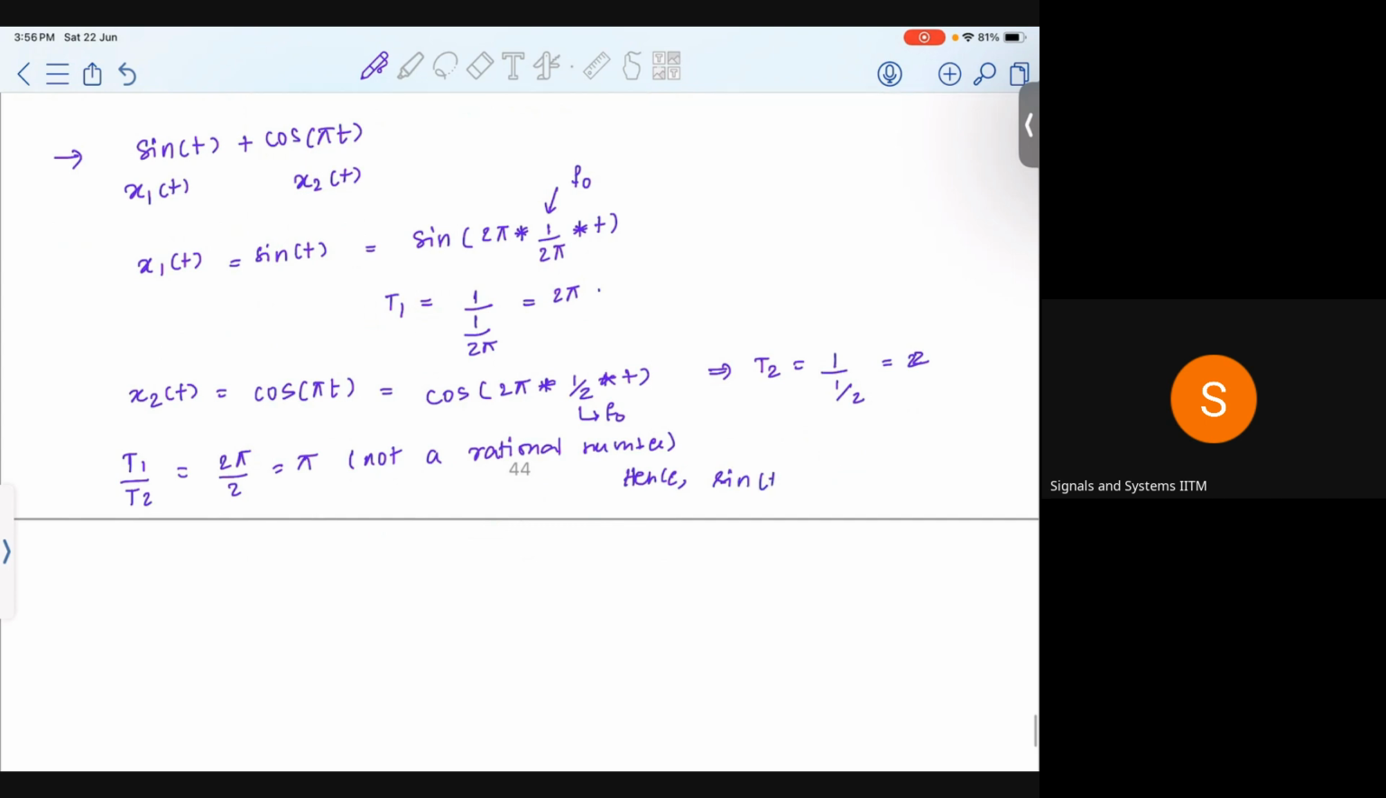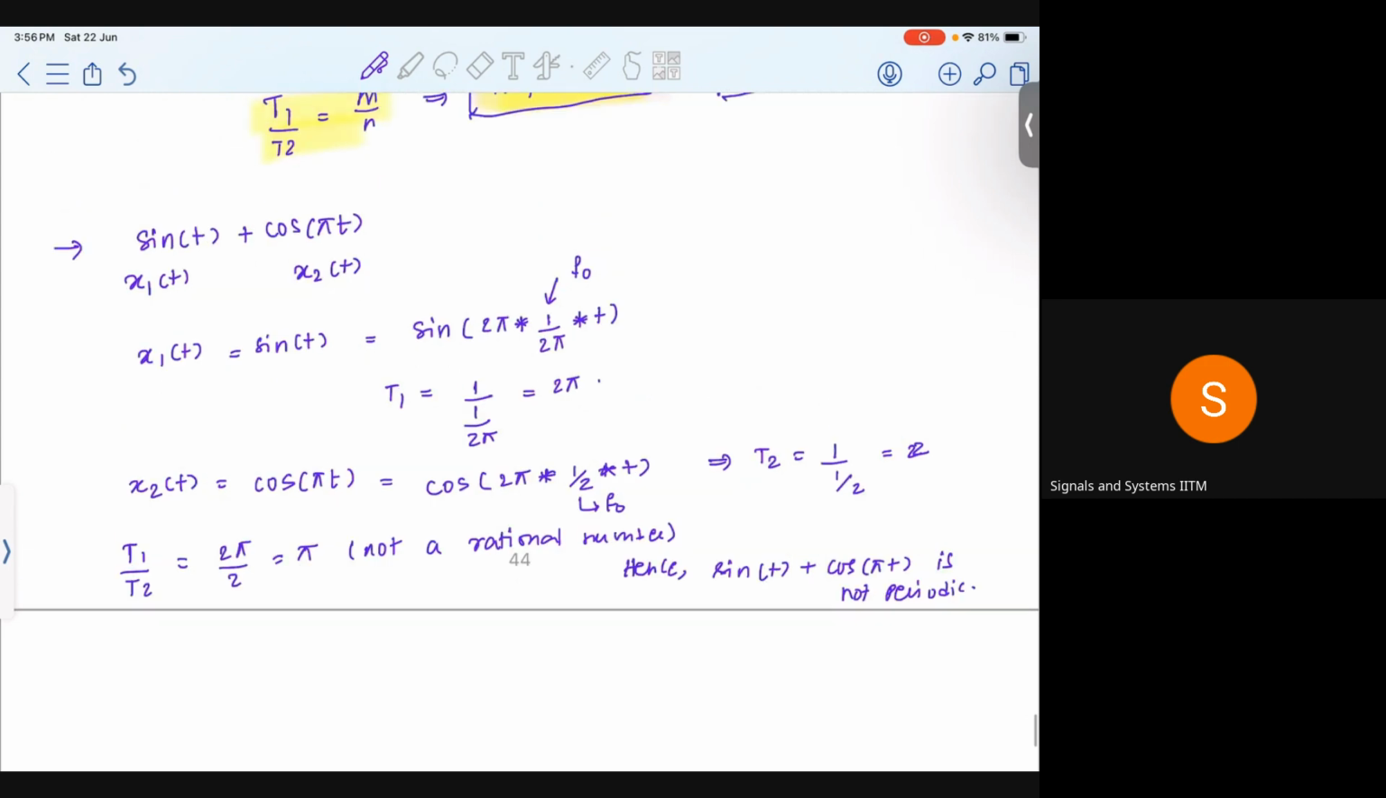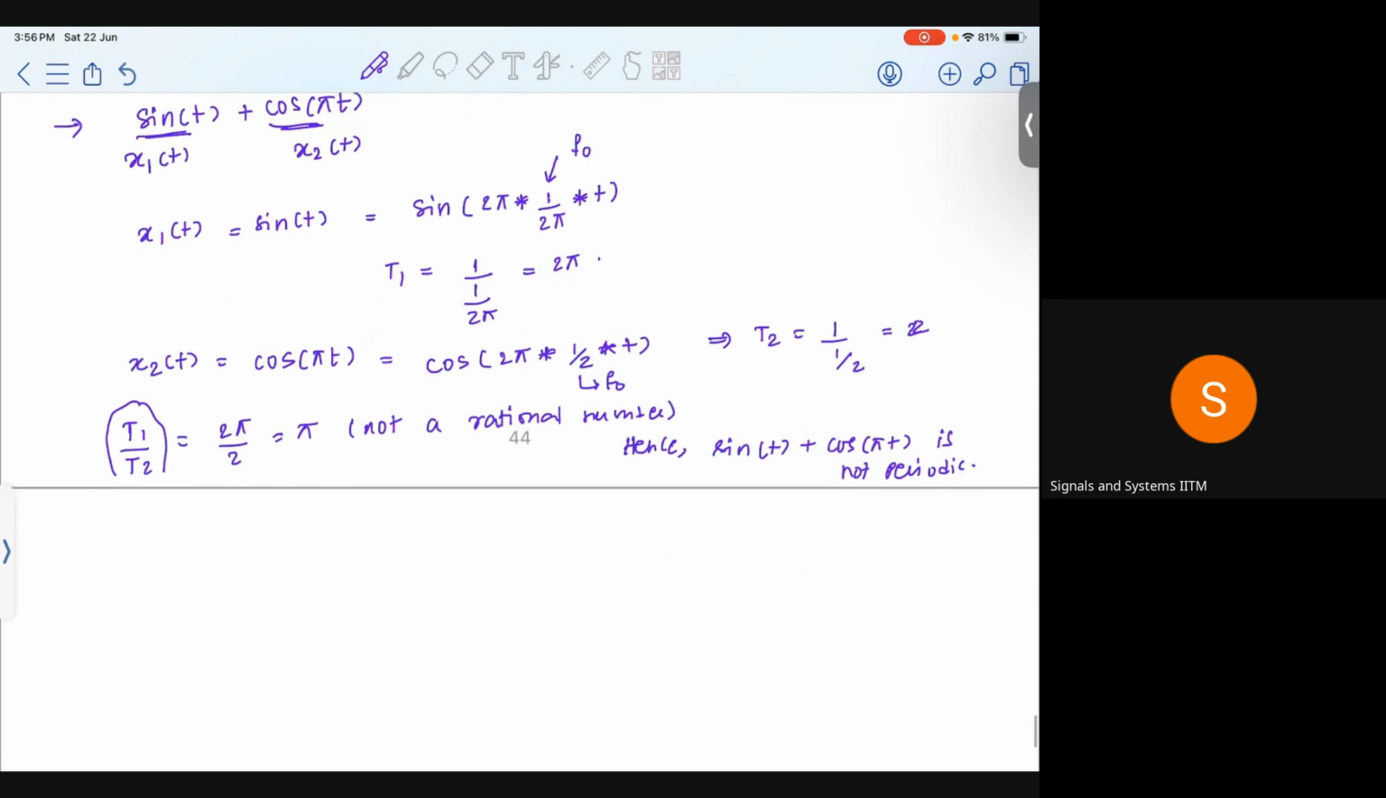sin t plus cos pi t is not periodic. Even though the original signals are periodic, sin t is periodic, cos pi t is periodic, since this fraction did not give you a rational number, the sum is not periodic. Okay, is that all right?